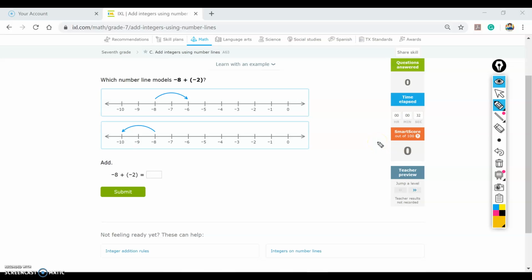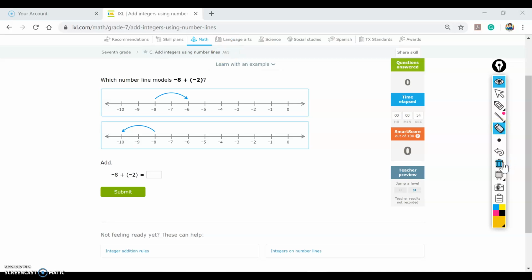Hello students, today we're going to learn how to add integers using number lines. Maybe you know how to add integers but you have not learned how to add them using a number line, so that's what we're going to learn today. If you're watching this video, it's because you're completing the skill for the week, which is A63. That's the skill we're going to do today, A63.